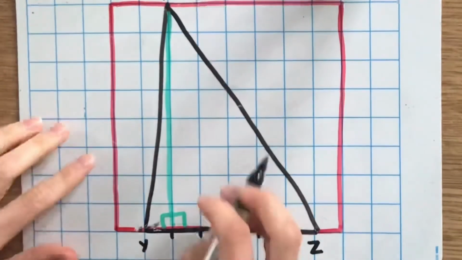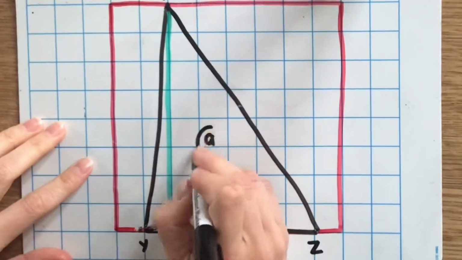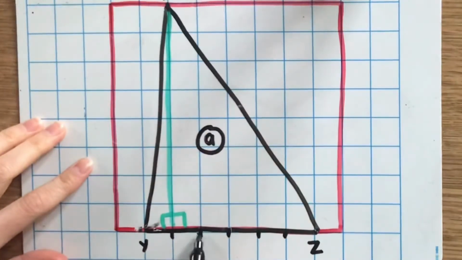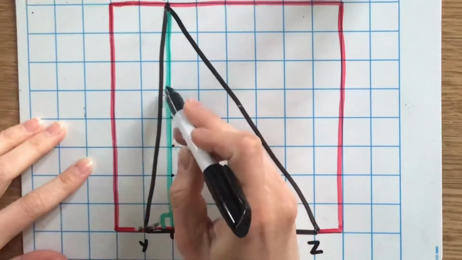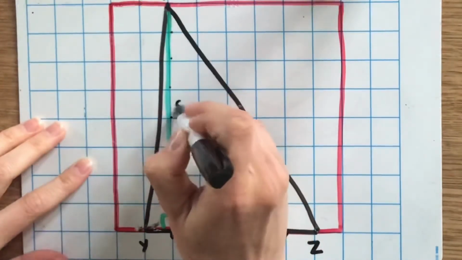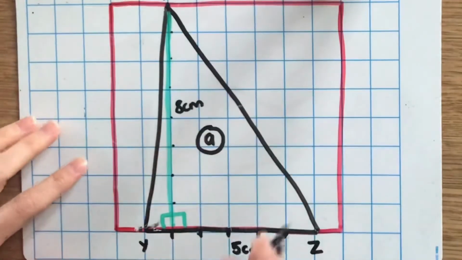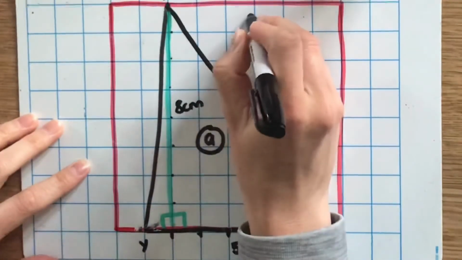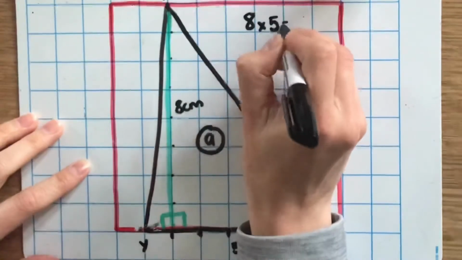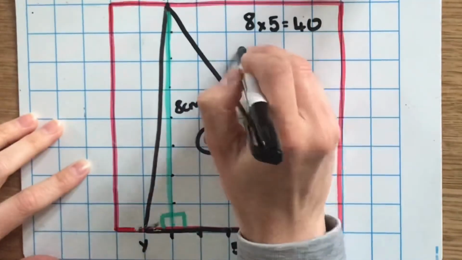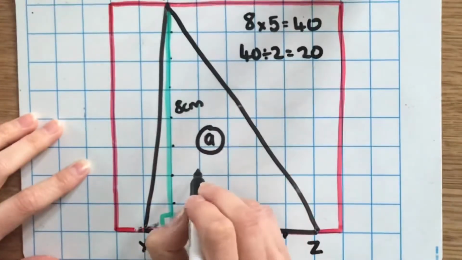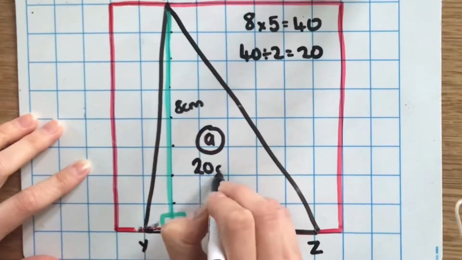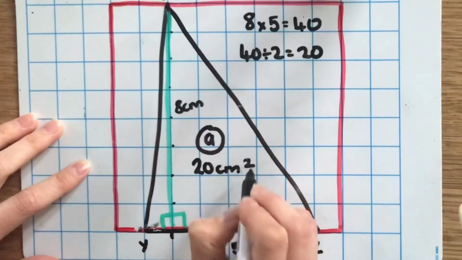Okay, so the base of, I'm going to call this triangle A. So the base of triangle A is 1, 2, 3, 4, 5 centimetres. Okay, the height is 1, 2, 3, 4, 5, 6, 7, 8 centimetres. So if we want to work out the area of this one, we're going to do 8 times 5, which equals 40, and then divide that by 2. And that gives us 20. So triangle A has an area of 20 centimetres squared.